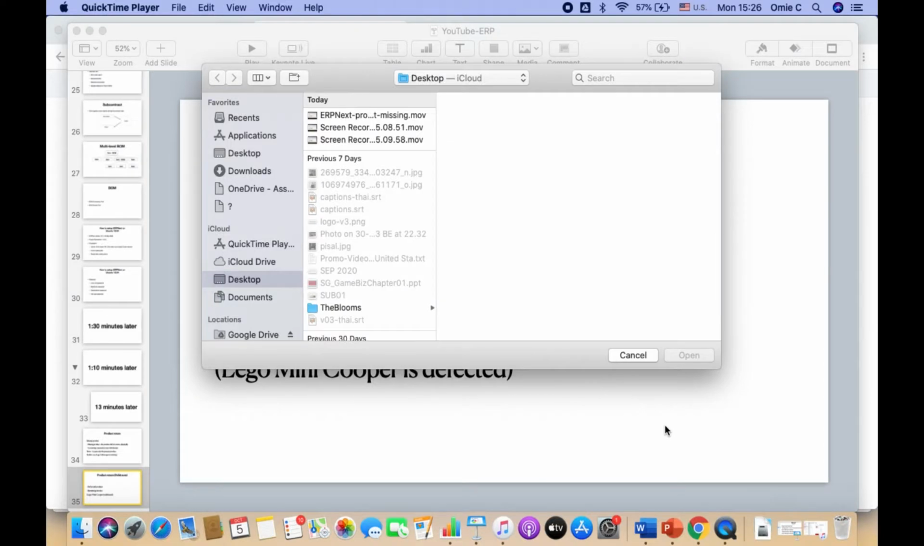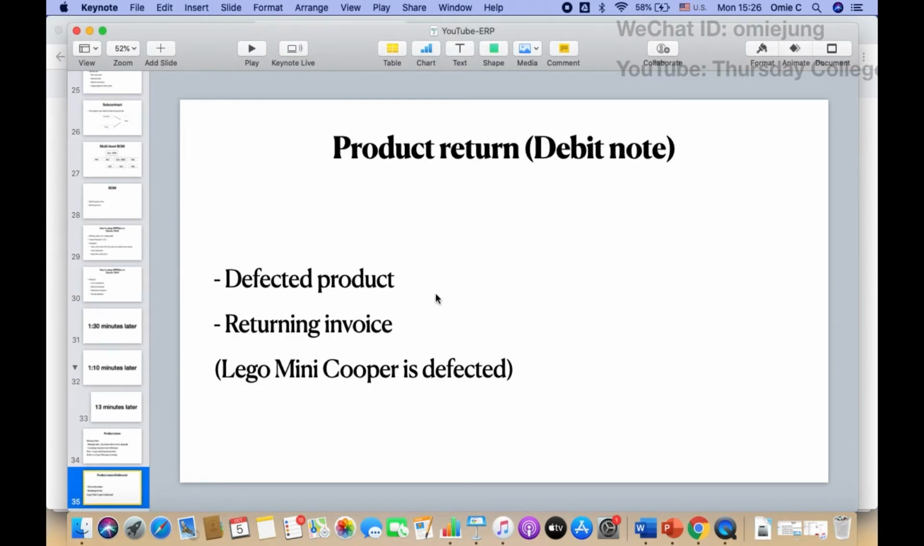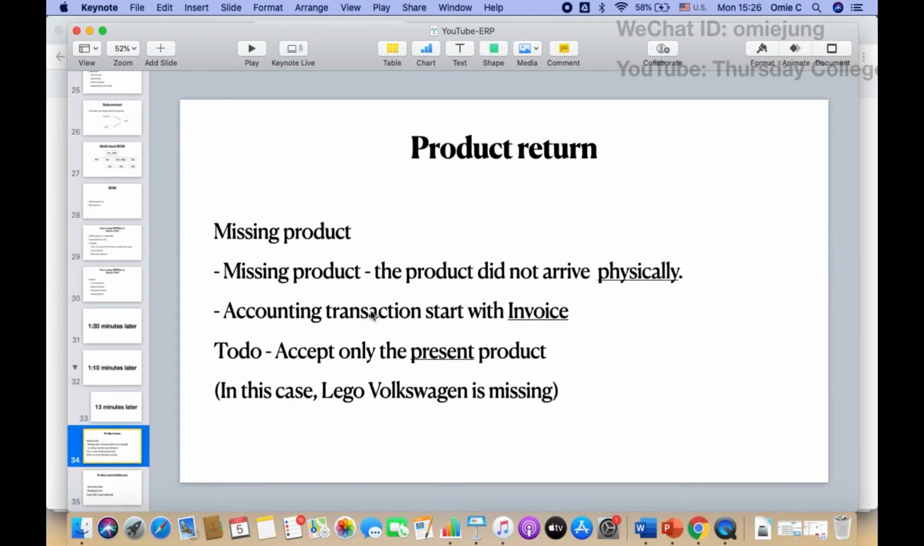The video in ERPNext series. Right now I am talking about the case that you buy the stuff and then you find out that the product is defected and you want to return it to the supplier. In the last video clip we did the product return, but actually it's not a return, right, the product is missing.